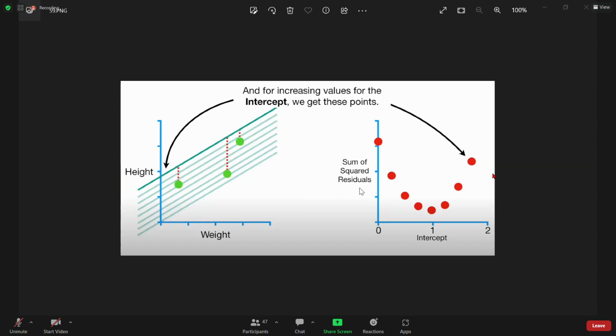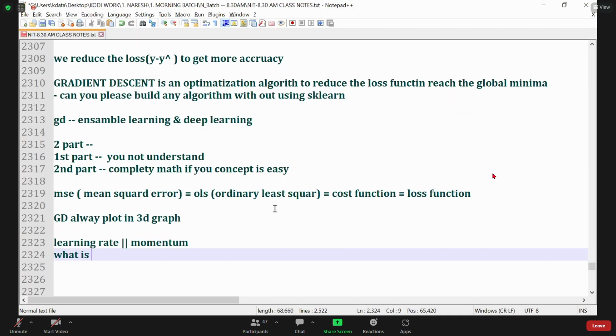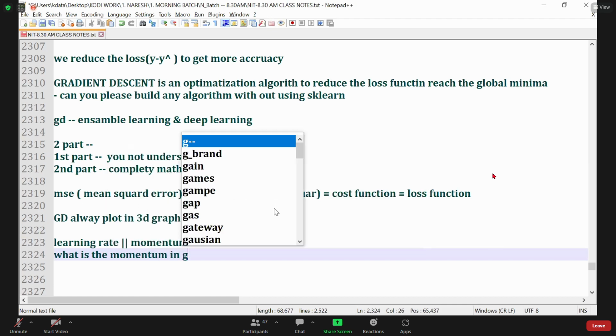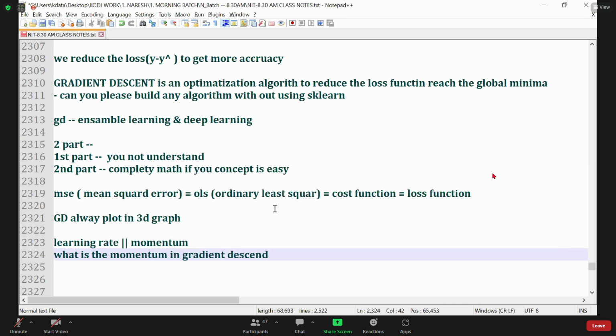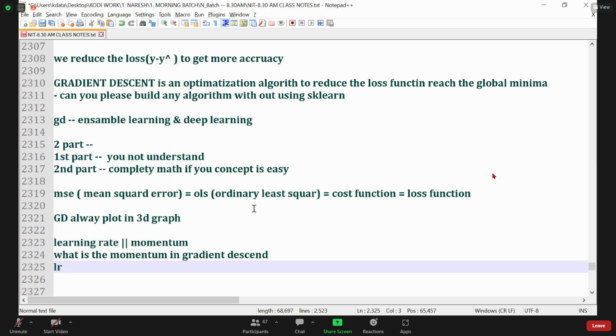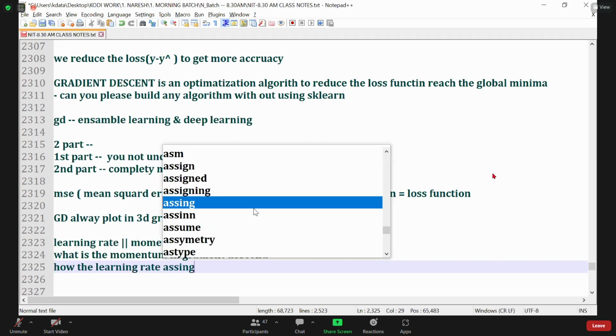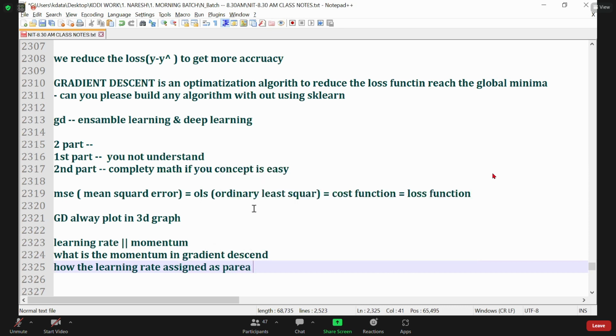In interviews, sometimes you get asked: what is momentum in gradient descent? And what is learning rate? Learning rate is used in gradient descent to optimize the loss function, and every time the learning rate is very, very minimum. How do we assign it as a parameter? LR equal to 0.01. Isn't it very minimum? So that's why we call it a baby step, guys.